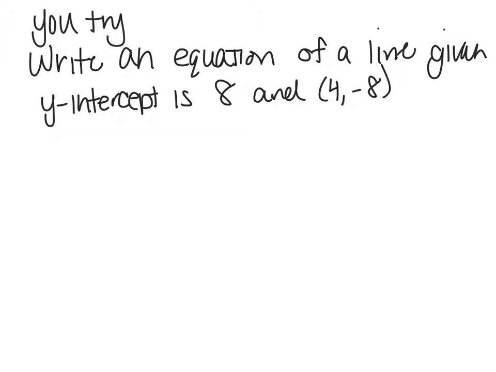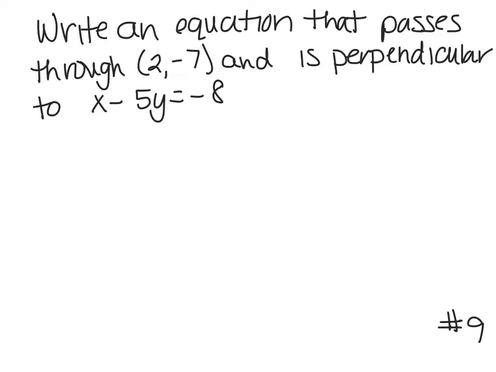You try. The y-intercept is 8, so let me help you there. It's (0, 8), and the line goes through the point (4, -8). So find the slope, then write the equation of a line. Write an equation of a line that passes through and is perpendicular to this.